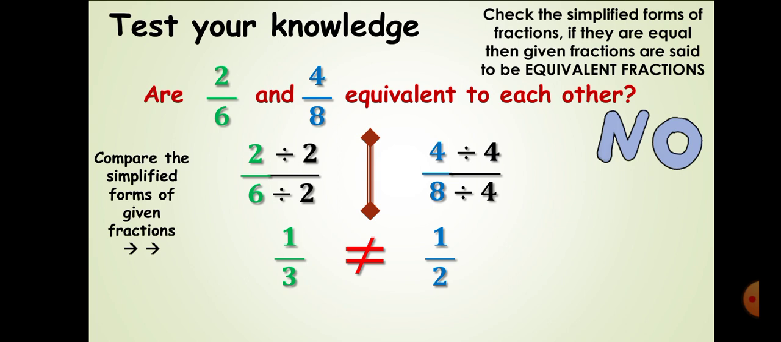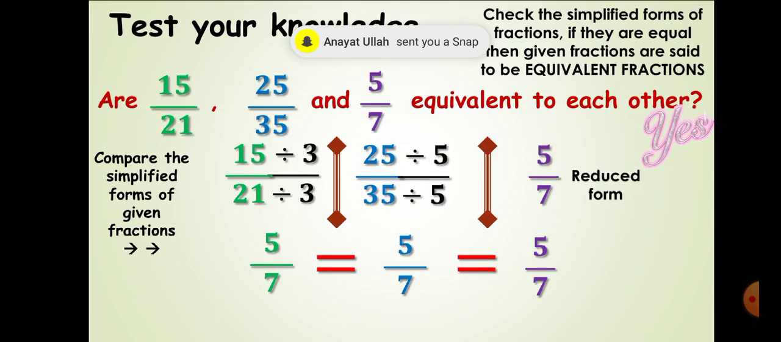So you have to compare the simplified form of the given fractions. First of all, you have to check for the simplified form. Okay, 2 over 6. You have to divide this by 2. That gives me 1 over 3. And then 4 over 8, that is divided by 4, so 1 over 2. So there is a difference of one number. Okay, so that's why they are not equivalent. They hold different values, so they are not equivalent fractions.